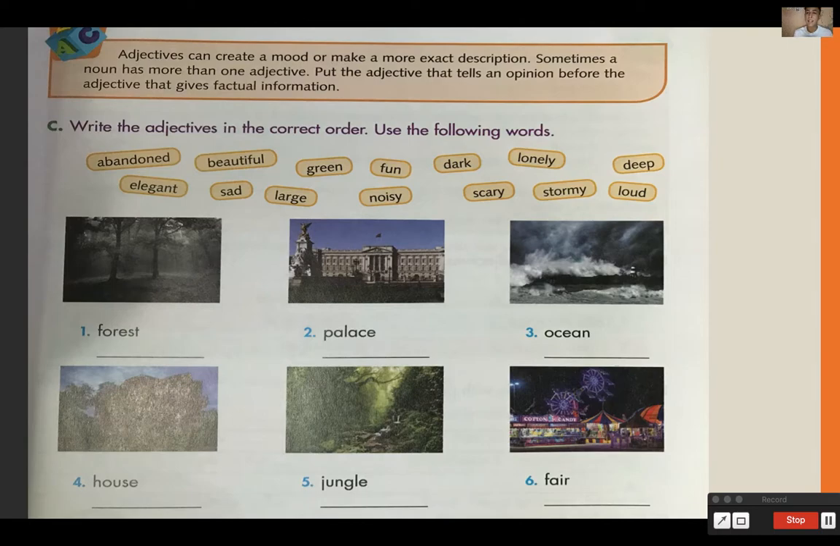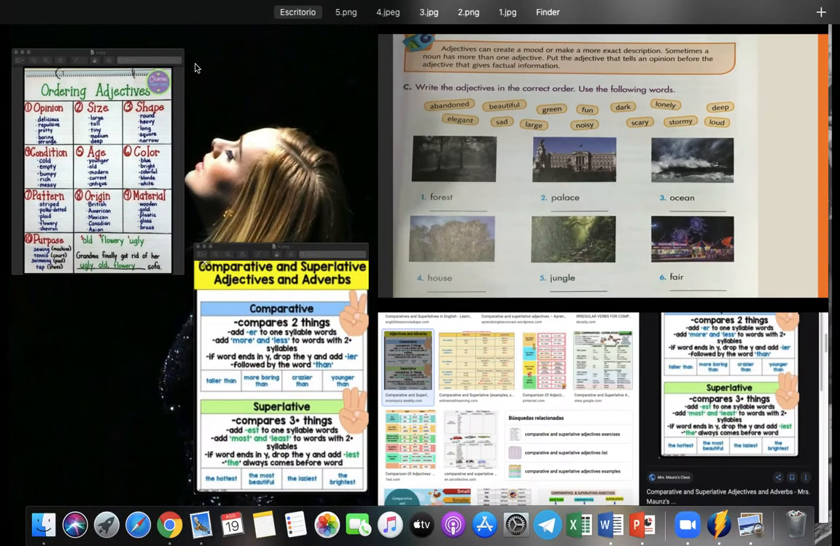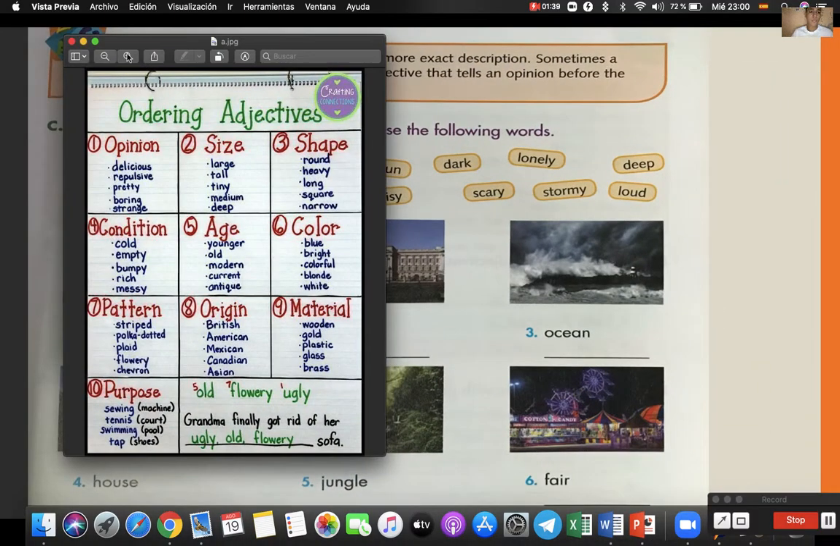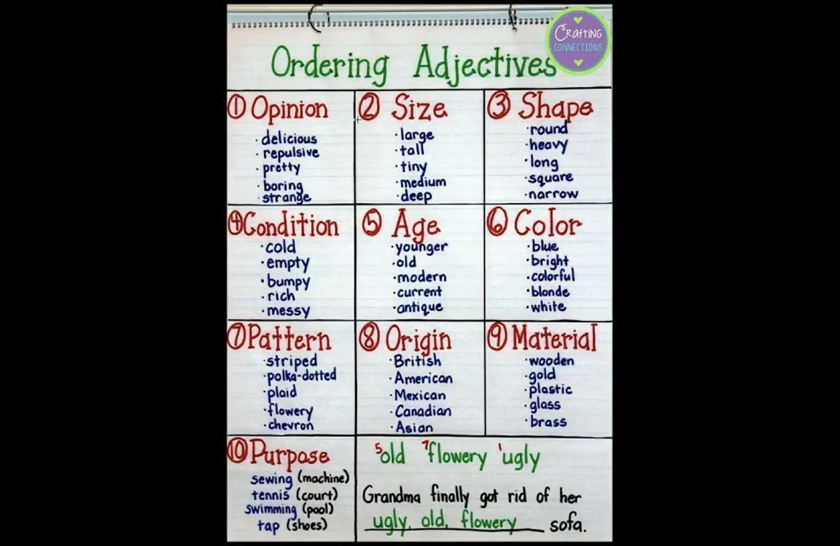For example, I can say the ball is big and round. Okay, la pelota es grande y circular. It has two adjectives. I am describing adjectives, but it's also important that you know how to use them. So I have here the ordering of adjectives. Aquí tenemos el orden de los adjetivos.